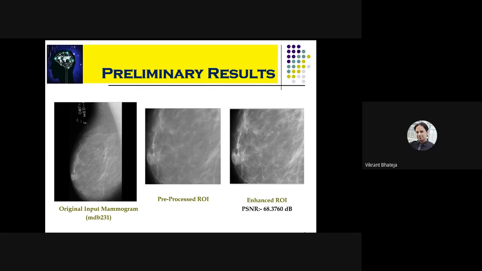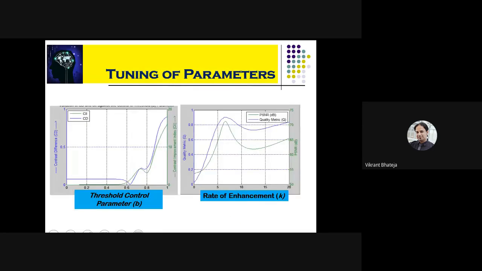Now you see another image. This is the original image. This is the pre-processed image. And this is the enhanced image. Now there is a catch. If you see both these images over here, there is a change in contrast, but the contrast change is not very good. The challenge is that we are getting a very good value of peak signal to noise ratio. We are getting a very good value of contrast difference, but visually that image is not very promising.